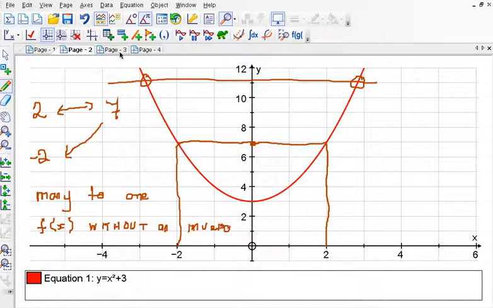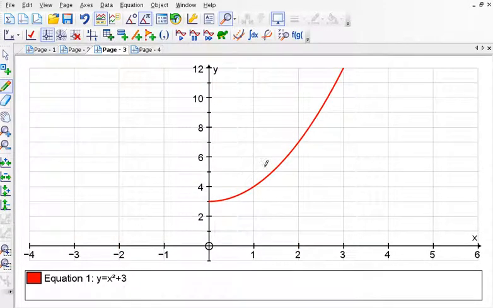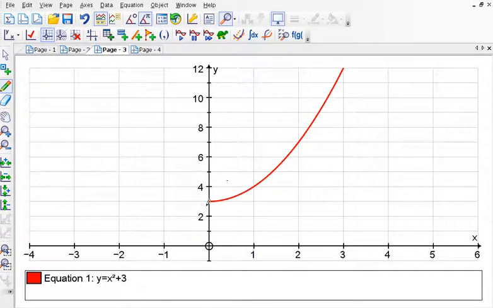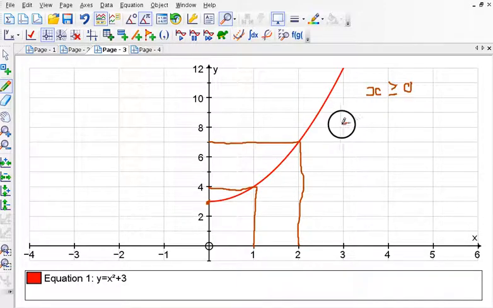Okay, let's look at another one. This one is actually the same function as the one we had before. It's the same function, but with this one, I'm starting my domain at 0. Now what happens here is that each x number goes in and it produces a unique y number. So this time, 2 goes to 7 and 7 goes straight back to 2. So because I have made my domain x is greater than 0, this now becomes a one-to-one function, and so it's a function with an inverse.